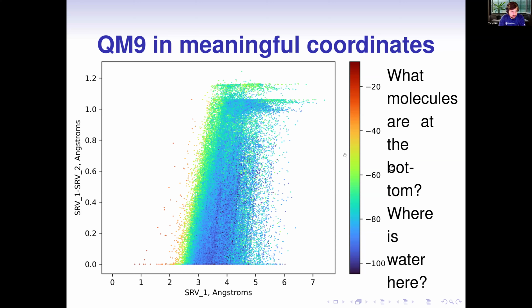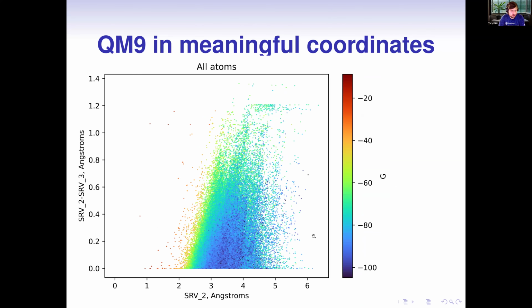All right, and in this picture, this contains all QM9 molecules, and then we have a similar one, so SRV2 and SRV2 minus SRV3 and property G here, so it looks similar.